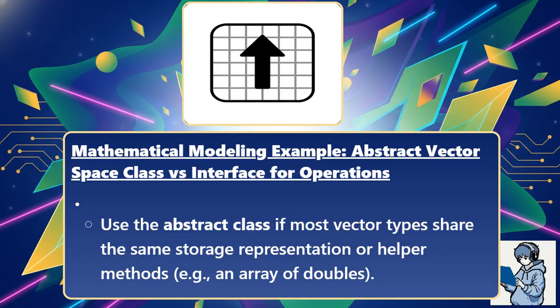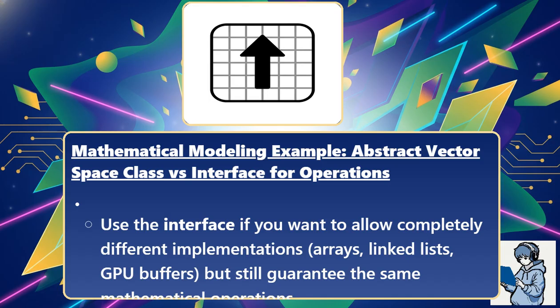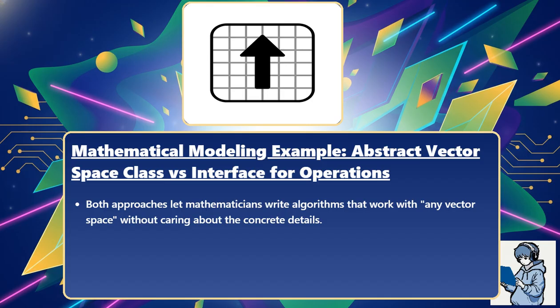Use the abstract class if most vector types share the same storage representation, or helper methods, for example an array of doubles. Use the interface if you want to allow completely different implementations such as arrays, linked lists, GPU buffers, but still guarantee the same mathematical operations. Both approaches let mathematicians write algorithms that work with any vector space, without caring about the concrete details.